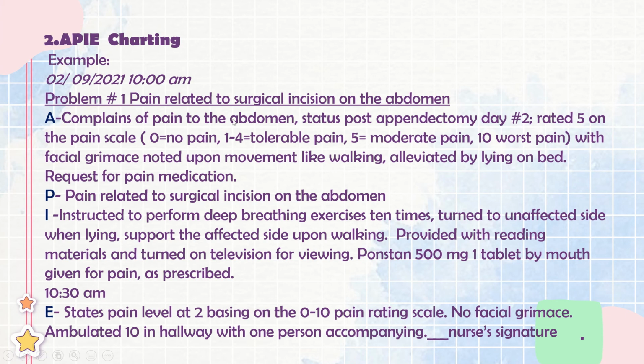Pain scale. Okay? Ito yung basis of the scale. 0 is no pain. 1 to 4 is tolerable pain. 5 is moderate pain. And then 10 is the worst pain. So, ang kanyang rating is 5. Sabihin moderate pain. And then so that is subjective data. After subjective, again, you have objective.